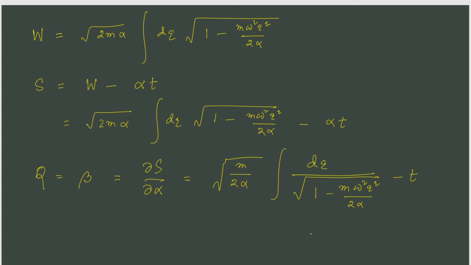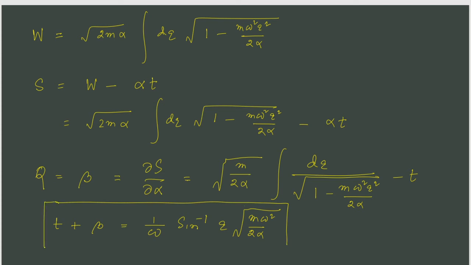Alright, we took the derivative with respect to alpha, so you see we did not have to carry out the integral, which we can do now because it's in a more familiar form, in the sense that we bring this t to the left hand side and we find t plus beta to be equal to, after we carry out this integration, this is nothing but sine inverse q m omega square by 2 alpha. That's it. Problem solved. We just found q as a function of time.